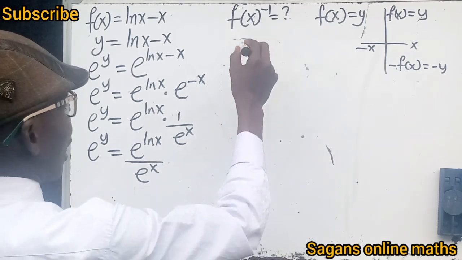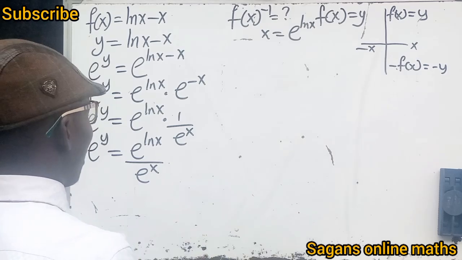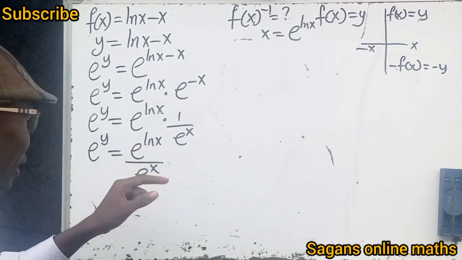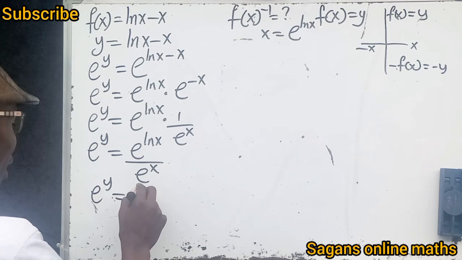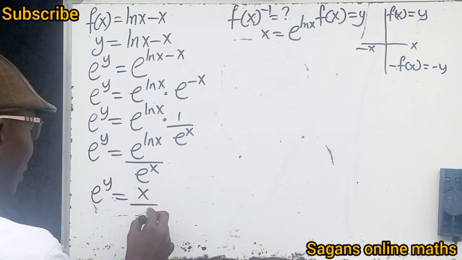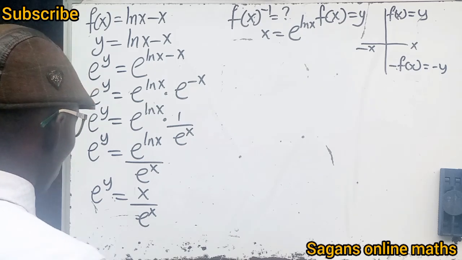And note that x is equal to e raised to the power of ln x. That means in place of having e raised to the power of ln x, it is just x. That means e raised to the power of y is equal to x divided by e raised to the power of x. Fine. Now what are we going to do next?